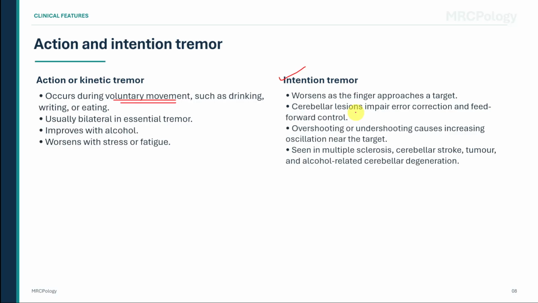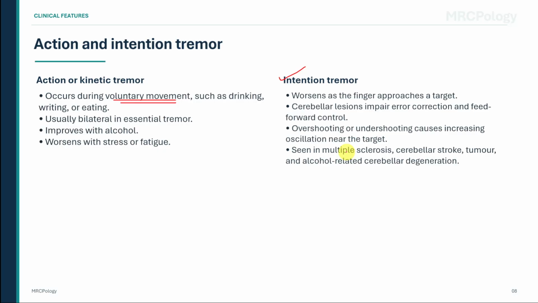A cerebellar lesion impairs feed-forward control and error correction. The limb repeatedly overshoots and undershoots the target. The oscillation therefore increases near the target. This is often accompanied by dysmetria, decomposition of movement, dysdiadochokinesia, hypotonia, nystagmus, scanning dysarthria, or a broad-based gait.